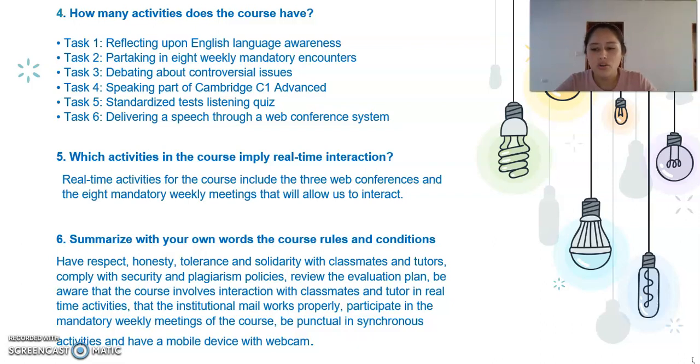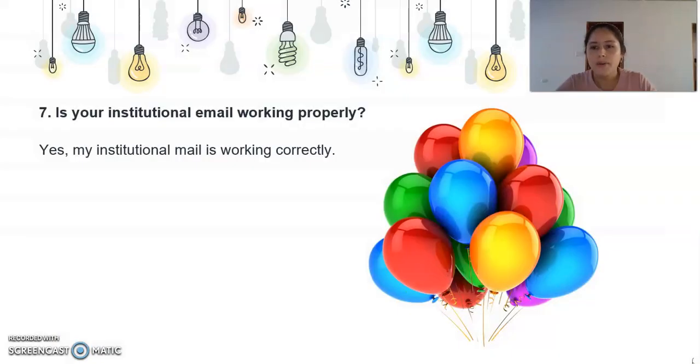Participate in the mandatory weekly meetings of the course. Be punctual in synchronous activities and have a mobile device with a webcam. Is your institutional mail working properly? Yes, my institutional mail is working correctly.